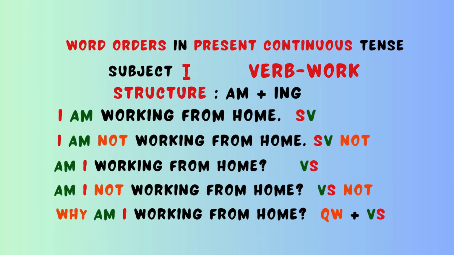Let's move on to word orders in present continuous tense. Subject I. Verb work. Structure am plus ing. I am working from home. SV. I am not working from home. SV not. Am I working from home? VS. Am I not working from home? VS not. Why am I working from home? Question word plus VS.